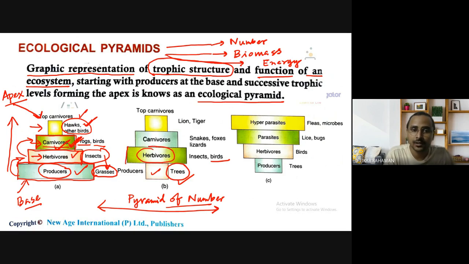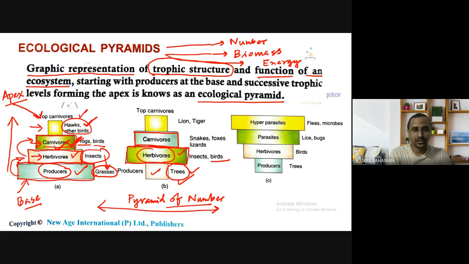So here number of herbivores is more. The number of herbivores are more than the tree, than the producer. And then the number of carnivores is lesser than herbivore, but more than tree, more than producer. Number of carnivores are lesser than herbivore, but more than producer. So this is a different type of pyramid of number. We can see here a different type of pyramid of number which is present in the tree.